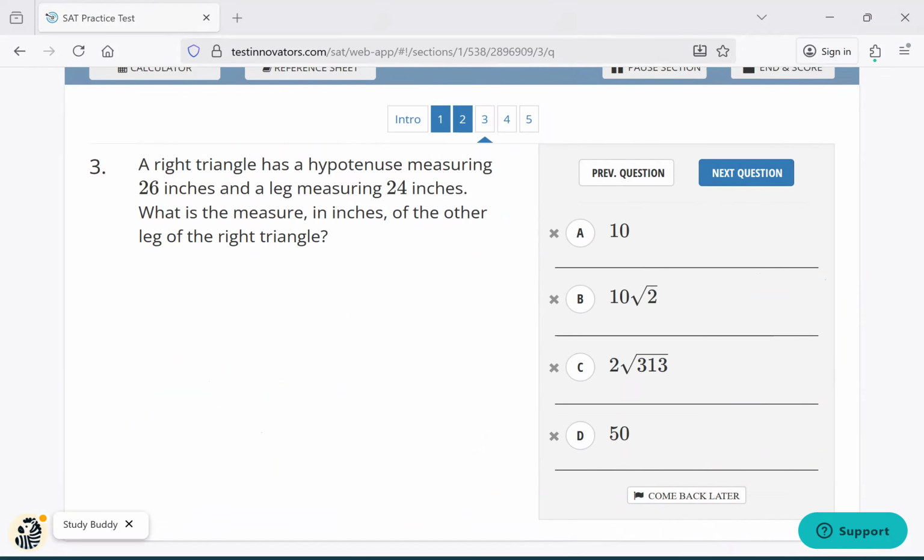Okay, let's move on to question three. Question three says a right triangle has a hypotenuse measuring 26 inches and a leg measuring 24 inches. What is the measure in inches of the other leg of the triangle? This one's really not too bad.